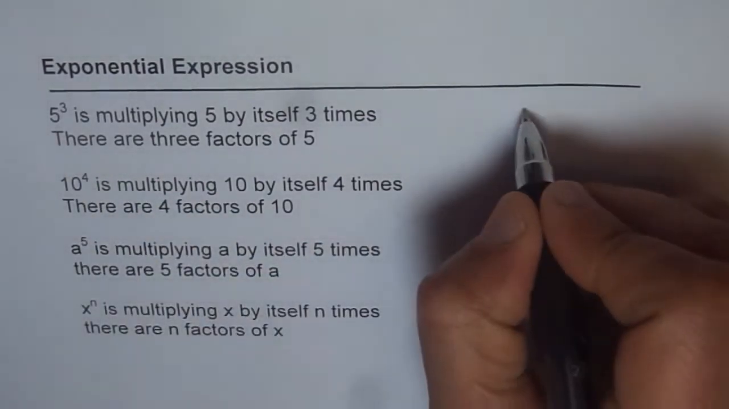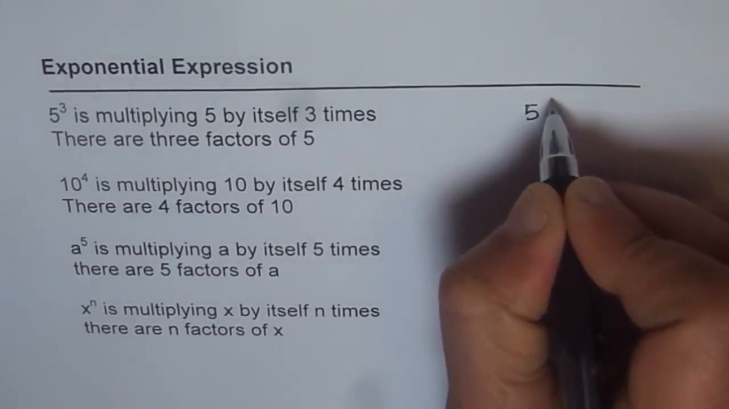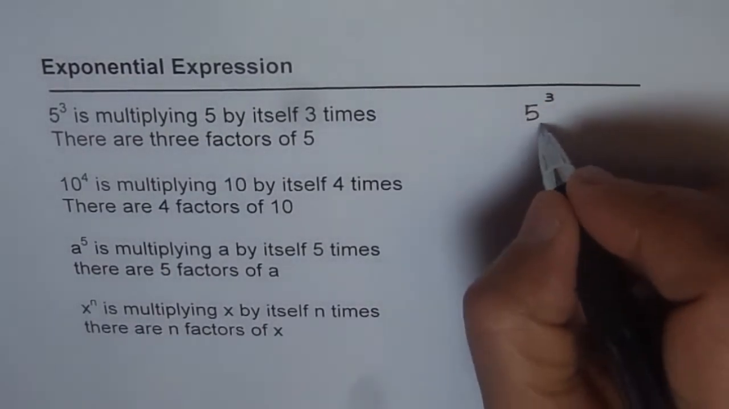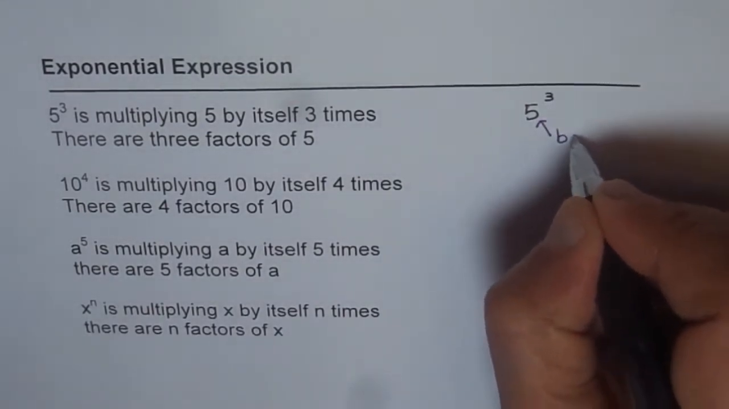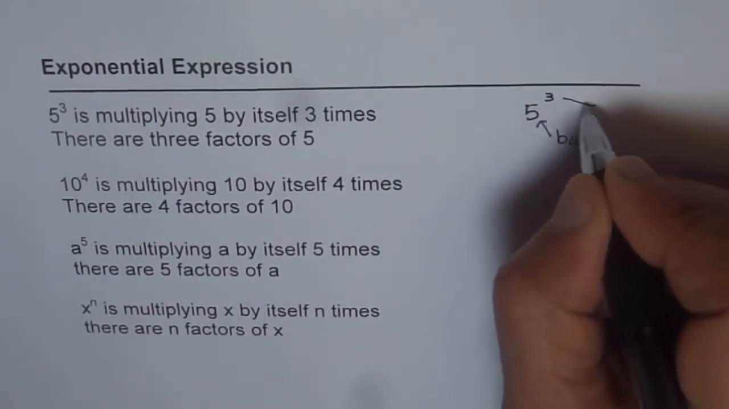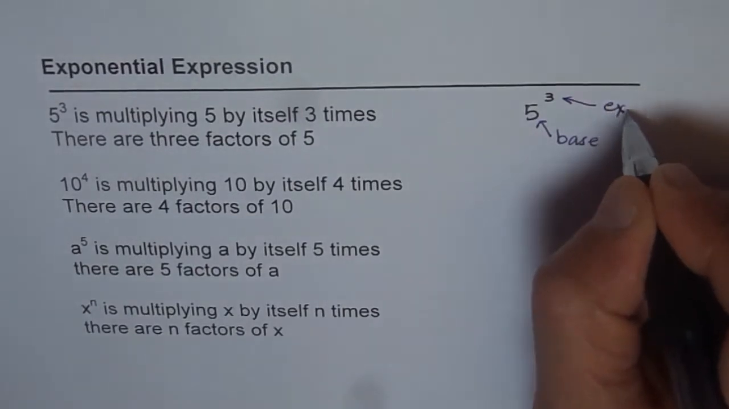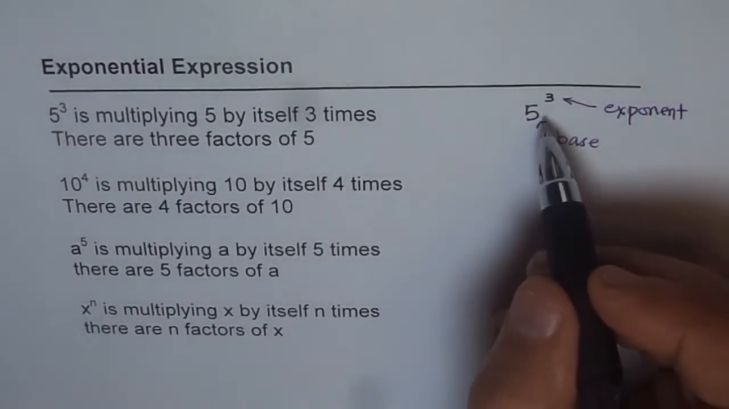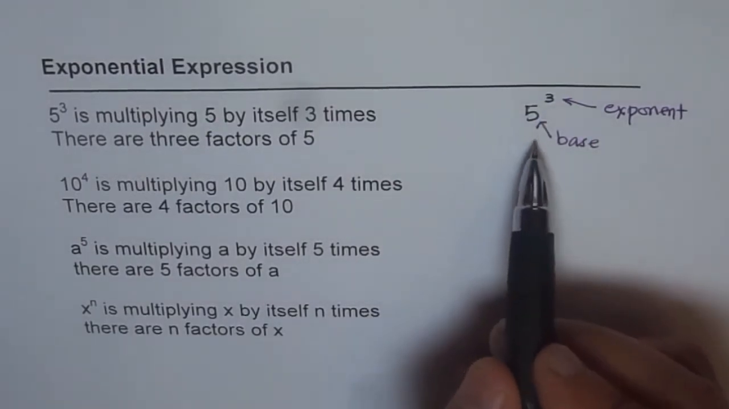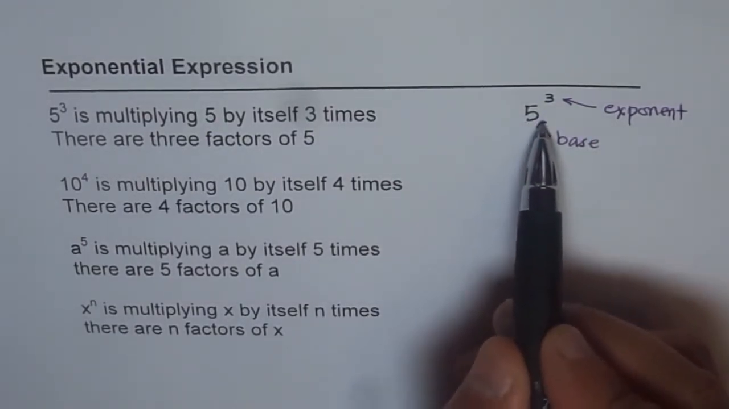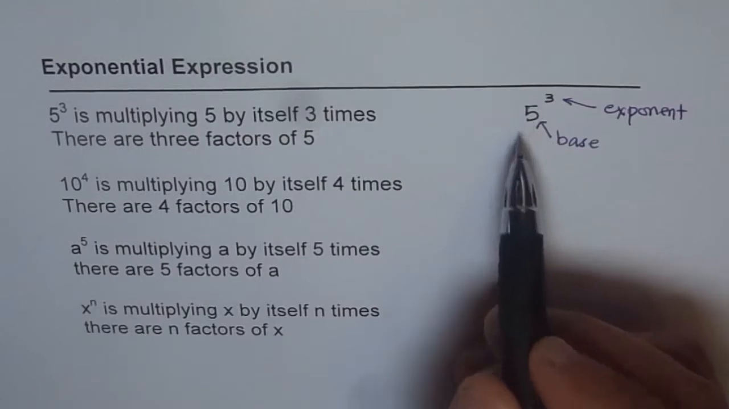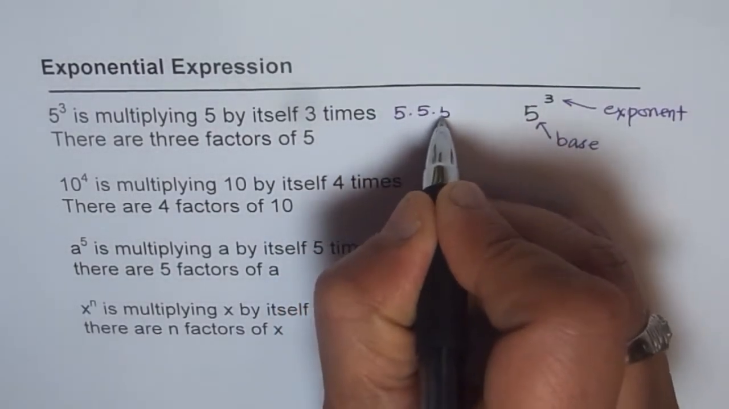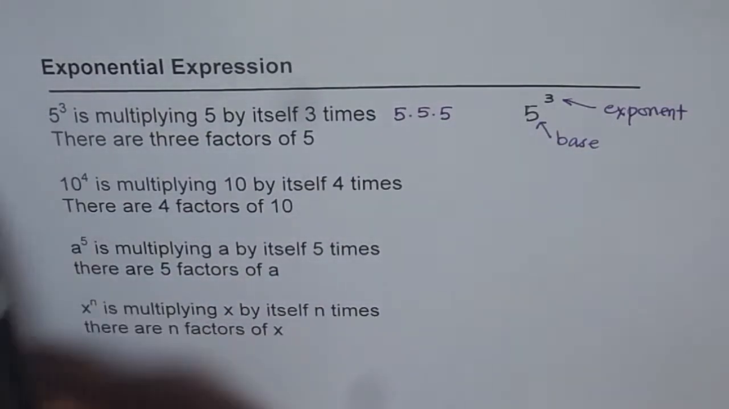5 is called the base here. If I write the numbers 5 and 3, then 5 is called the base, and this number 3 is called the exponent. 5 to the power of 3 really means that you multiply 5 by itself 3 times. That is what it means. Basically it means 5 times 5 times 5.